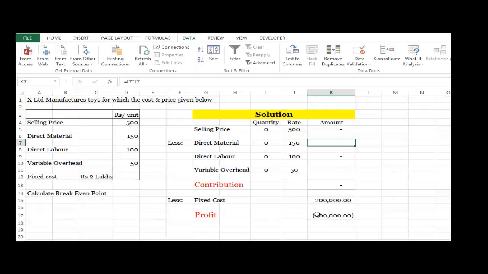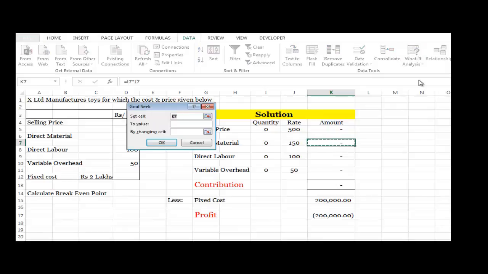What we want is our profit to be 0, because at break-even point profit is 0. Click on the Data tab, then click on What-If Analysis, click on Goal Seek. Set cell: select the cell reference where you want your answer. I want my profit to be 0, so I have selected this cell. To value is my answer, what answer I want. As I want my profit to be 0, I have given 0 here.